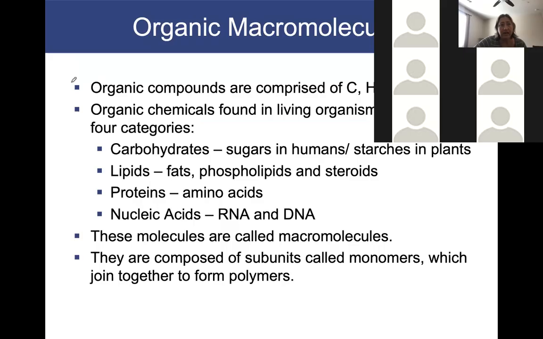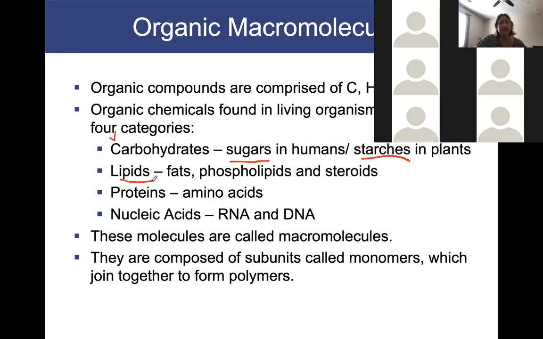Okay, so organic macromolecules are compounds that are comprised of carbon, hydrogen, usually oxygen, and sometimes nitrogen. All right. Organic chemicals that are found in living things come in 4 categories. So carbohydrates, we're all familiar with carbs. Carbohydrates consist of sugars, which could be simple sugars or complex sugars, right? And starches. Typically starches come from plants, like when you think of potato or wheat.